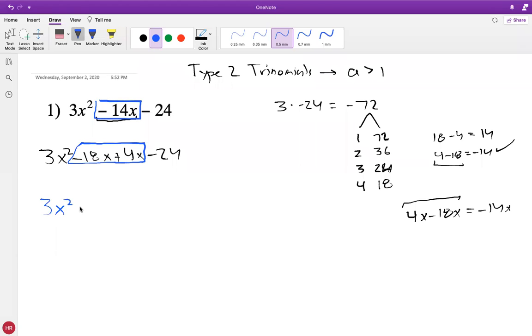In theory, you guys learned this last year, I think, but maybe you don't remember it or maybe you didn't learn it. And this is what you do. You group the first two terms and you group the second two terms. And let me say this very slowly.